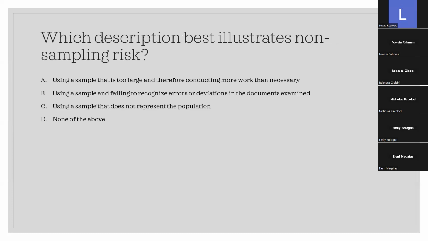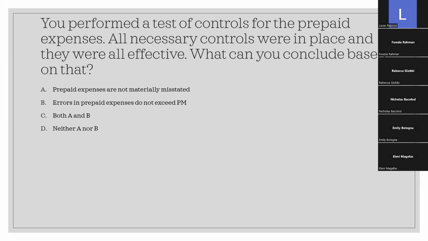Which description best illustrates non-sampling risk? Using a sample that is too large and therefore conducting more work than necessary. Using a sample and failing to recognize errors or deviations in the documents examined. Using a sample that does not represent the population, or none of the above. Okay, Gabriel says B. Okay, B. I think this is the last one.